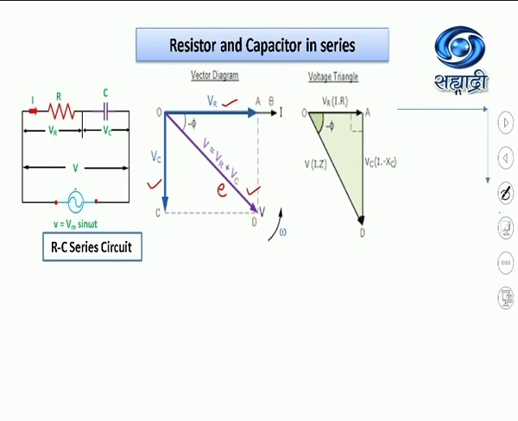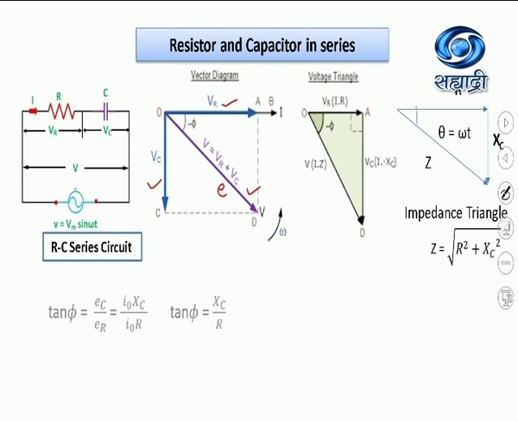The horizontal side will represent resistance. The opposite side will represent XC. The phase angle is phi or theta, that is equal to omega t. The hypotenuse is Z. And here what will be the value of Z now? It will be root of R square plus XC square, because here there is no inductor. For the LCR series circuit, impedance was Z is equal to root of R square plus (XL minus XC) whole square. Here we have to just drop XL, and minus XC square will be plus XC square. So Z is equal to root of R square plus XC square.